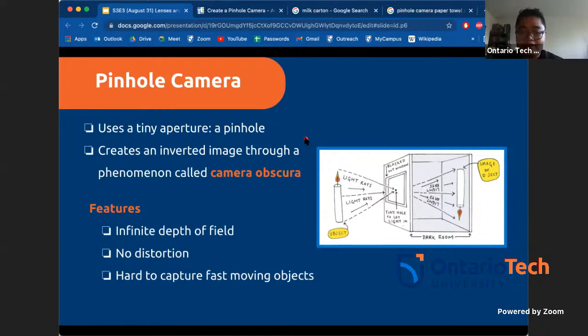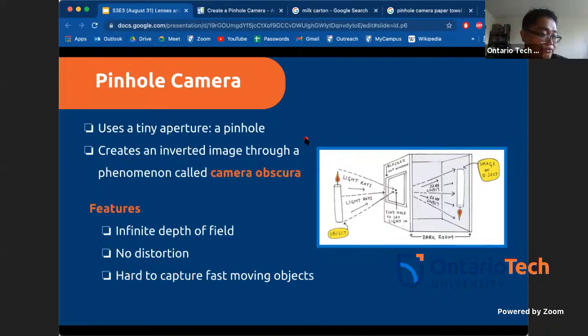Or are you guys good to go? Thumbs up in the chat, or maybe Jason, you understand the pinhole cameras? Practically good. Okay.